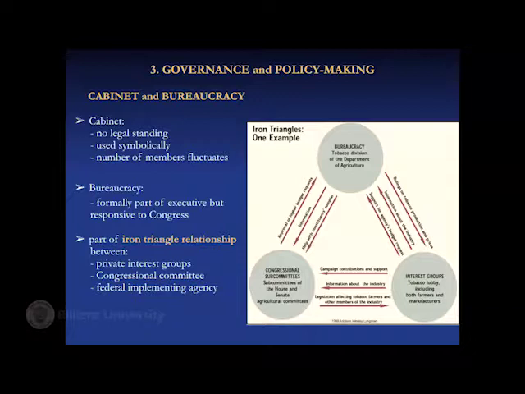Interest groups provide campaign contributions and support to members of Congress, especially those on the subcommittees on agriculture. They provide information about the industry to members of Congress. And in return, legislation affecting tobacco farmers and manufacturers is passed in the parliament.